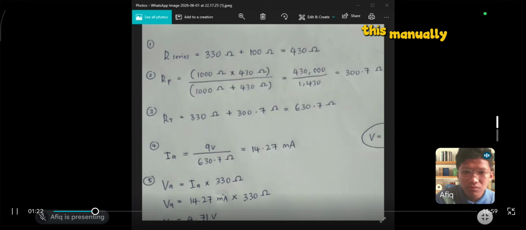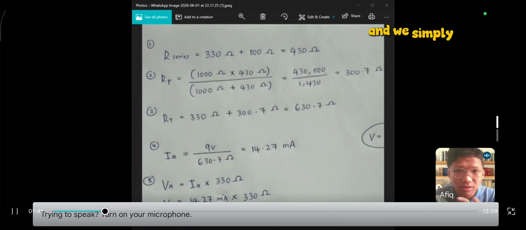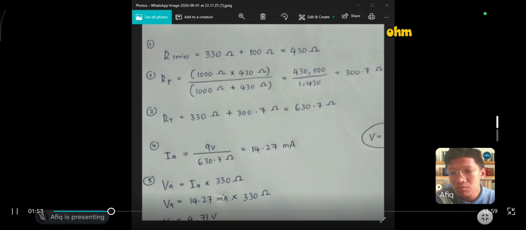Okay, for step 1, resistor C and resistor D are a single path, meaning they are in series and we simply add them together. So RCD is equal to R series. RC plus RD is equal to 330 ohm plus 100 ohm, which is 430 ohm.